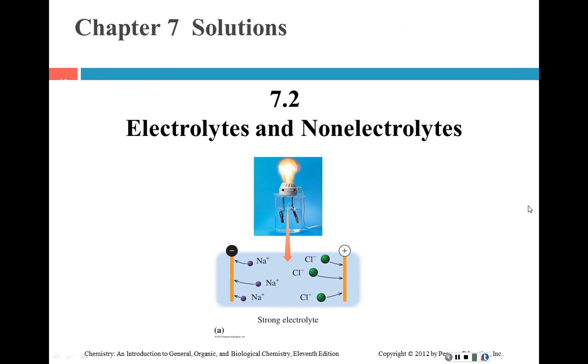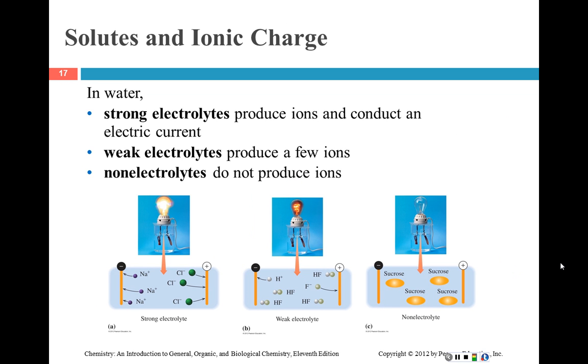Hello everybody, welcome to section 7.2, and in 7.2 we're going to talk about some characteristics of ionic compounds that are dissolved in water, and that's where they can become an electrolyte. So in water, if you place an ionic compound and some other compounds in water, strong electrolytes are going to produce ions, and when they produce ions, that gives them the capability to conduct an electrical current. And so since they can conduct an electrical current, we call them electrolytes.